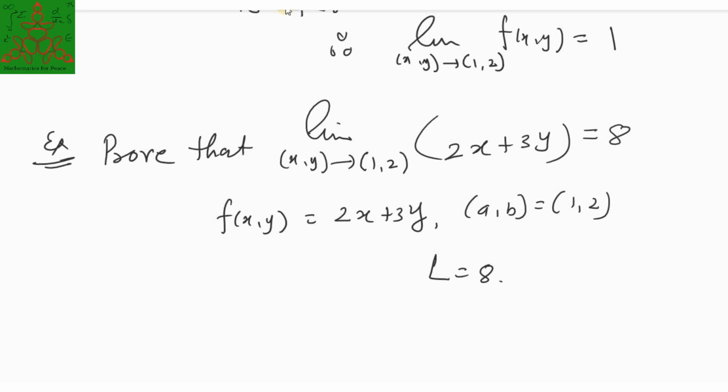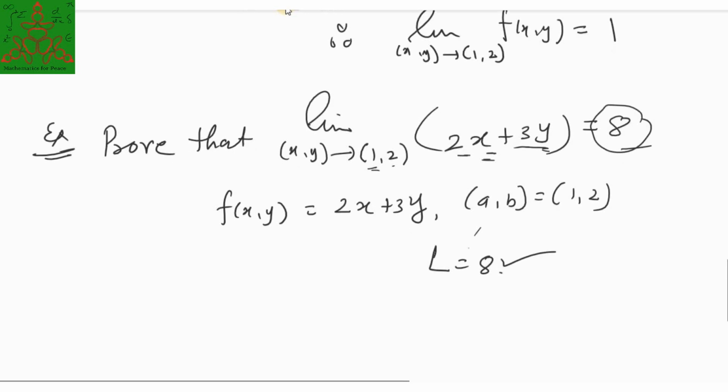In the previous example it was not given; you needed to find out the limit. If the limit was not given, first you should find it. That can be easily calculated by putting the point in the function. If you put x equal to 1, y equal to 2, you will have 8 as the answer, because it is 2 into 1 plus 3 into 2, so 2 plus 6, it is 8. So that is the value of the limit.